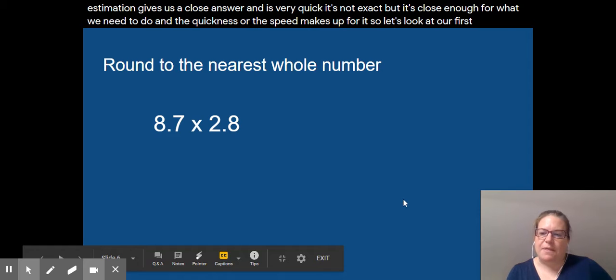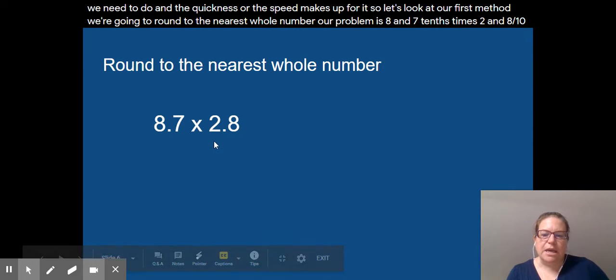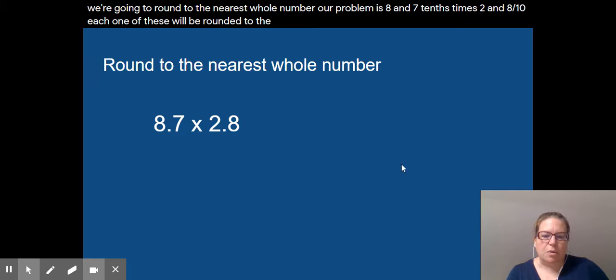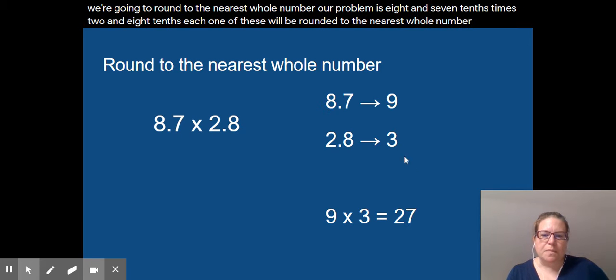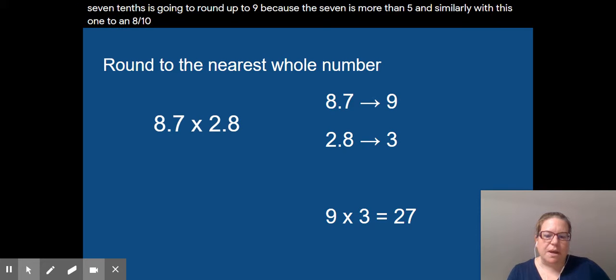So let's look at our first method. We're going to round to the nearest whole number. Our problem is 8 and 7 tenths times 2 and 8 tenths. Each one of these will be rounded to the nearest whole number. 8 and 7 tenths is going to round up to 9 because the 7 is more than 5. And similarly with this one, 2 and 8 tenths is going to round up to 3 because the 8 is more than 5. So our two estimated numbers are 9 and 3.